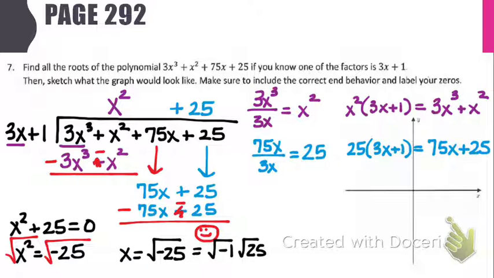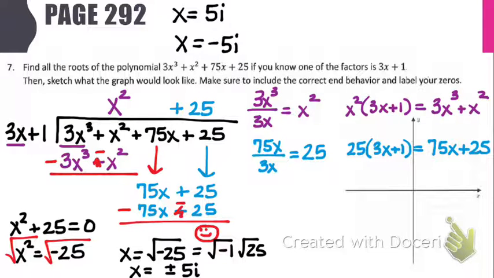So what is the square root of negative 1? I. And what's the square root of 25? 5. Good. So your last two answers are plus and minus 5i. So let's write our three solutions. So we have x equals 5i, x equals negative 5i, and then let's find our 3x plus 1, set that equal to 0 to get your third solution.